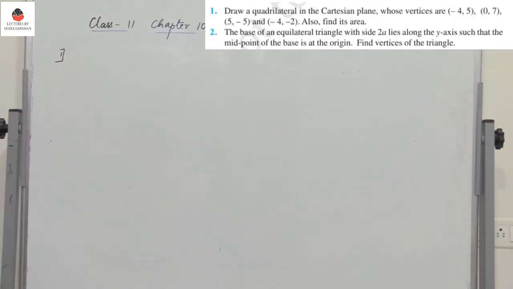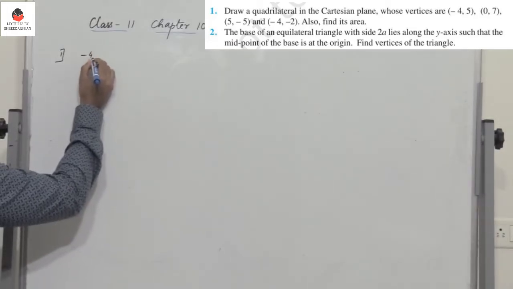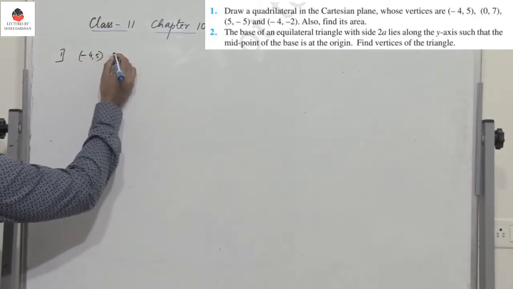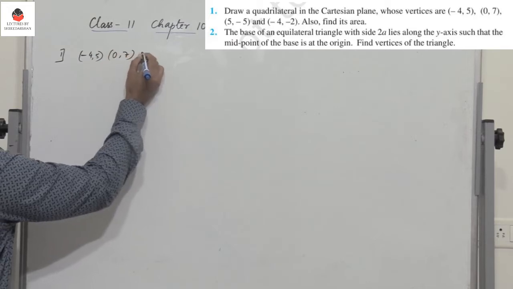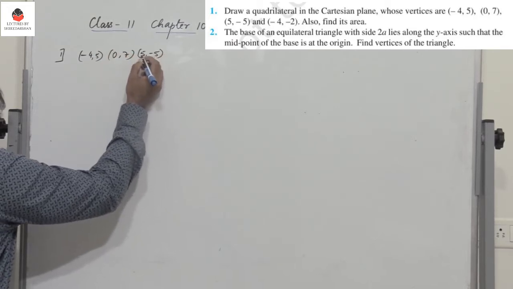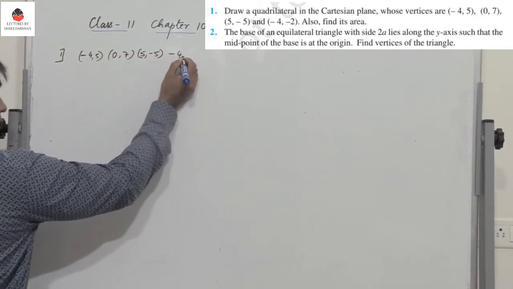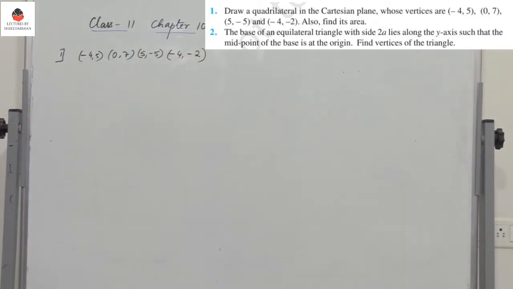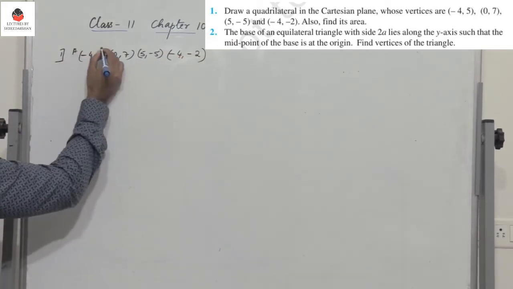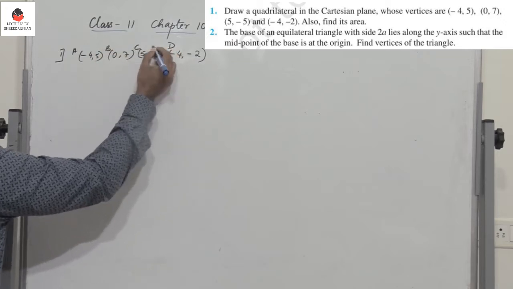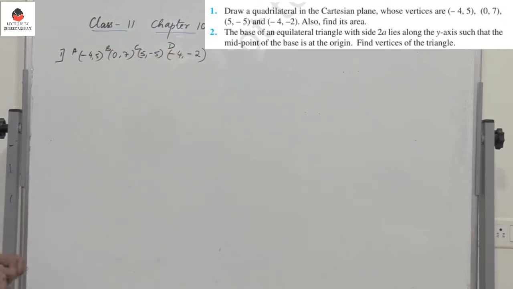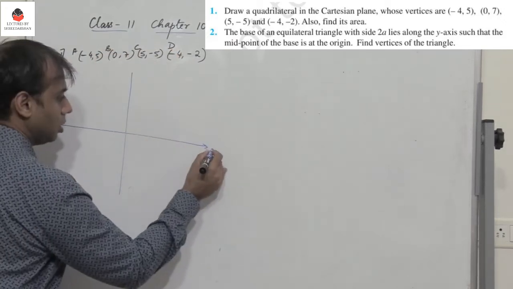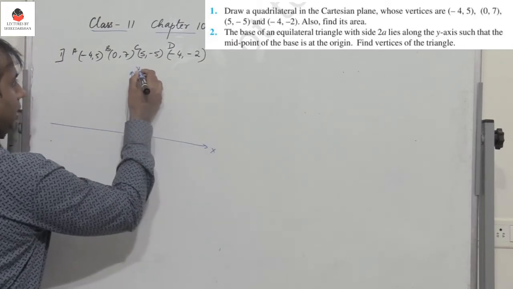The first one: draw a quadrilateral in the Cartesian plane whose vertices are (minus 4, 5), the second point is (0, 7), and then you have (5, minus 5), and then (minus 4, minus 2). Also find its area. Now let the points be A, B, C and D. So these 4 points have to be represented on the Cartesian plane, the XY coordinate.